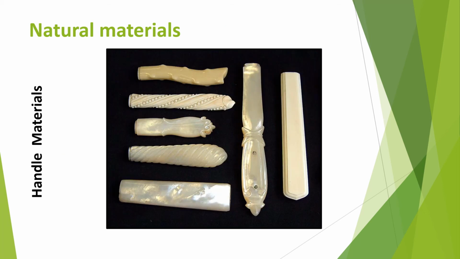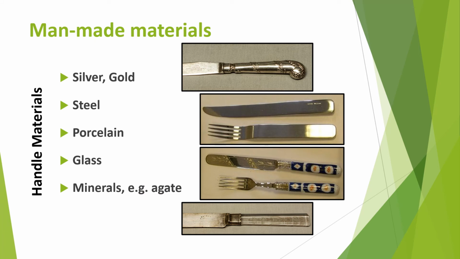Natural materials lent themselves to further embellishment. They could be shaped and carved with beautiful patterns by a skilled craftsman, like these mother-of-pearl and ivory handles. Metals are the most obvious manufactured handle material and include gold, silver, and later steel. Silver handles were at first solid, but later two hollow pieces were welded together to reduce cost. Steel could be stamped out solid with the blade and handle as one piece. Glass and porcelain were also used, as were a variety of minerals like agate.